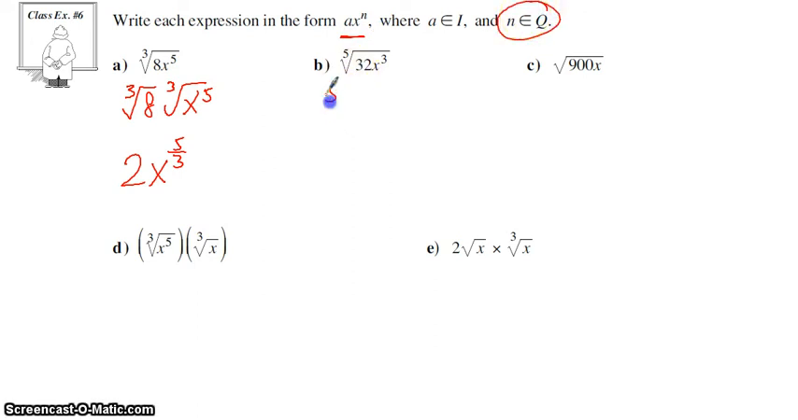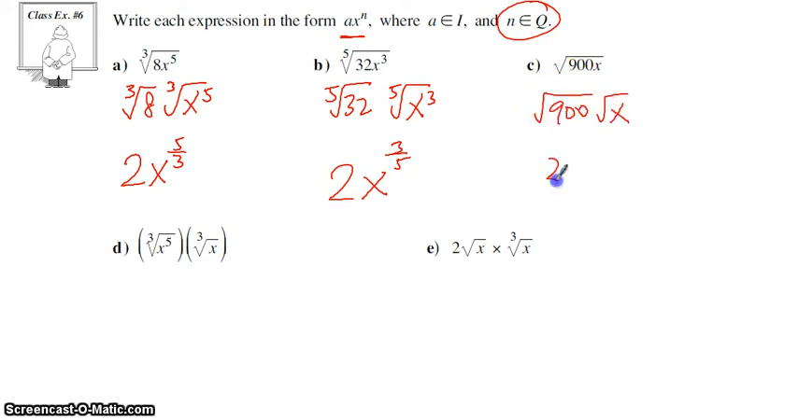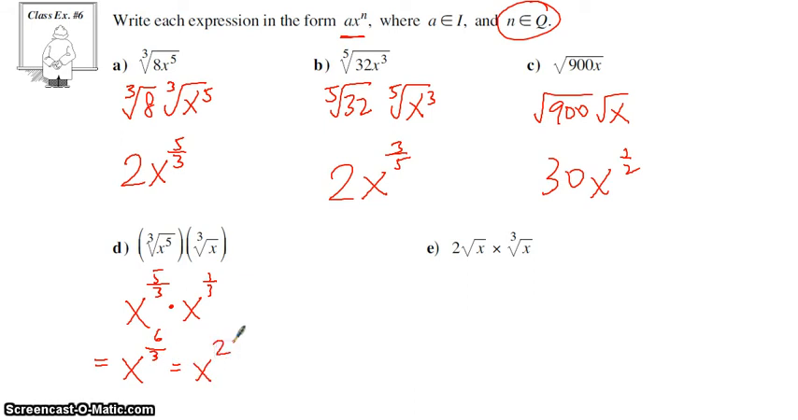Next one. The fifth root of 32 is 2, so 2x^(3/5). Next one, the square root of 900. You can separate them. That's 30x^(1/2). Next one. Oh, what do we do? This one is this, right? You turn that into a power. Now you're multiplying, so you add the exponents. 5/3 plus 1/3 is 6/3, which is just x squared.